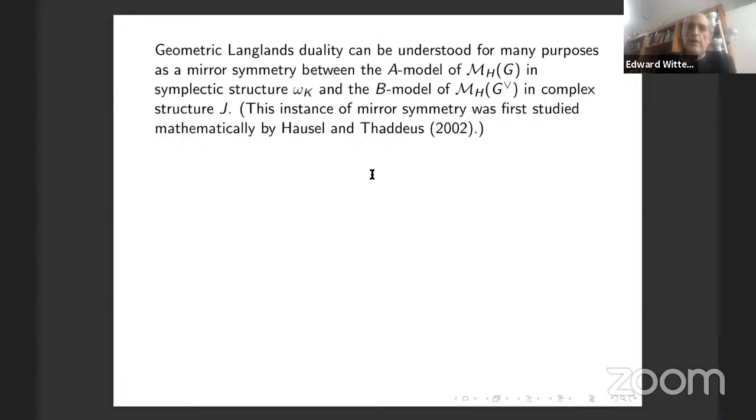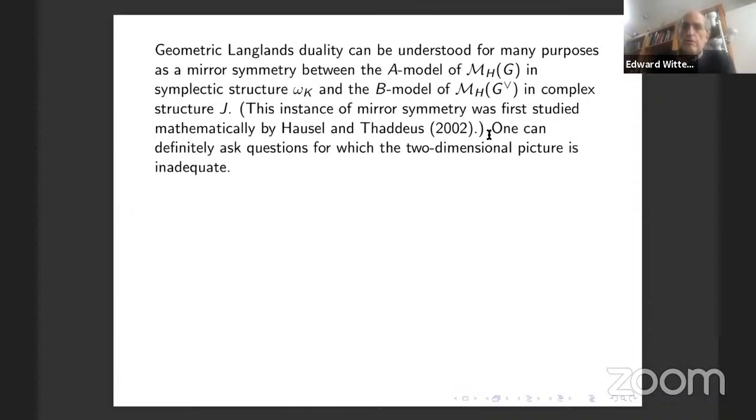So geometric Langlands duality can be understood for many purposes as a mirror symmetry between the Higgs bundle moduli space of G and the Higgs bundle moduli space of the dual group. More specifically, it's a mirror symmetry between the A model of the Higgs bundle moduli space in one of its symplectic structures and the B model in one of its complex structures. This instance of mirror symmetry is particularly simple because it's a rare case where the Strominger-Yau-Zaslow interpretation of mirror symmetry can be made rather explicit. And it was first studied mathematically by Hausel and Thaddeus.